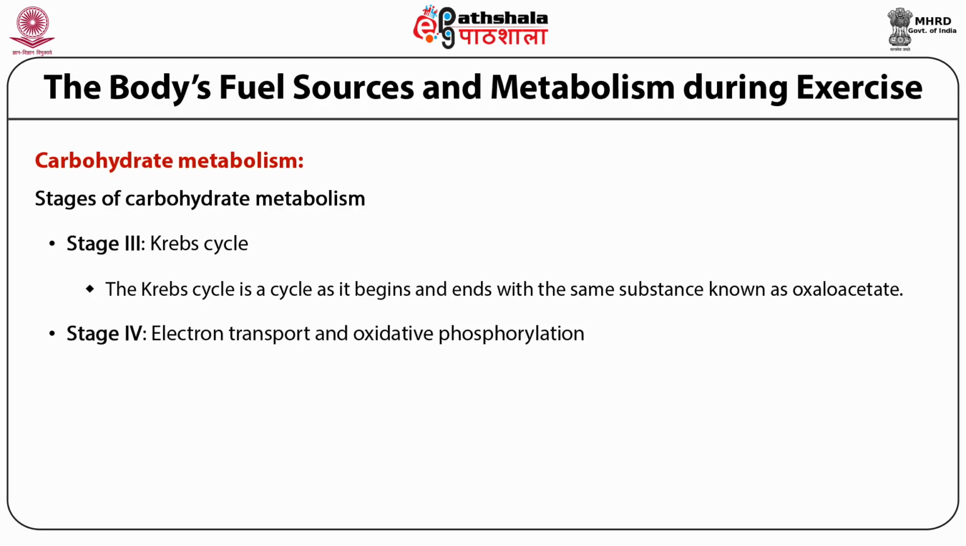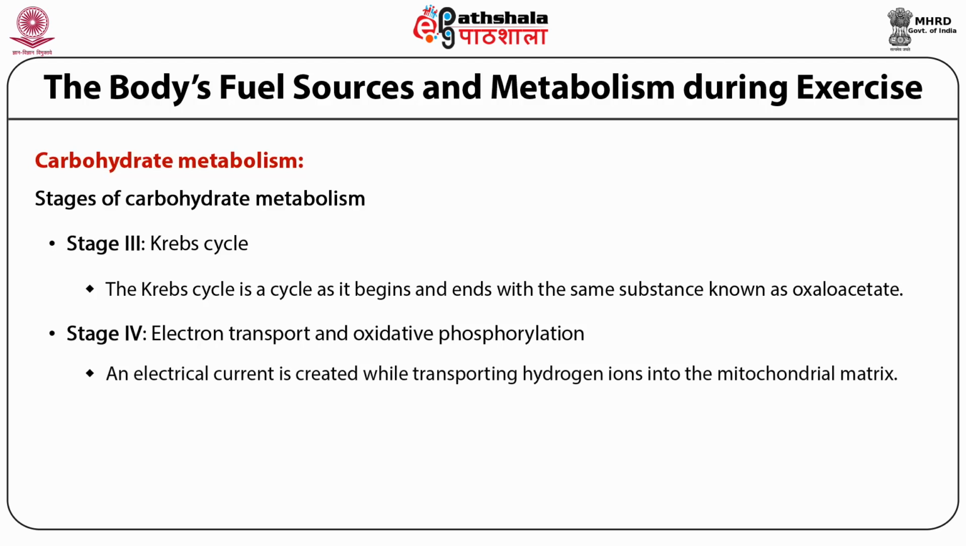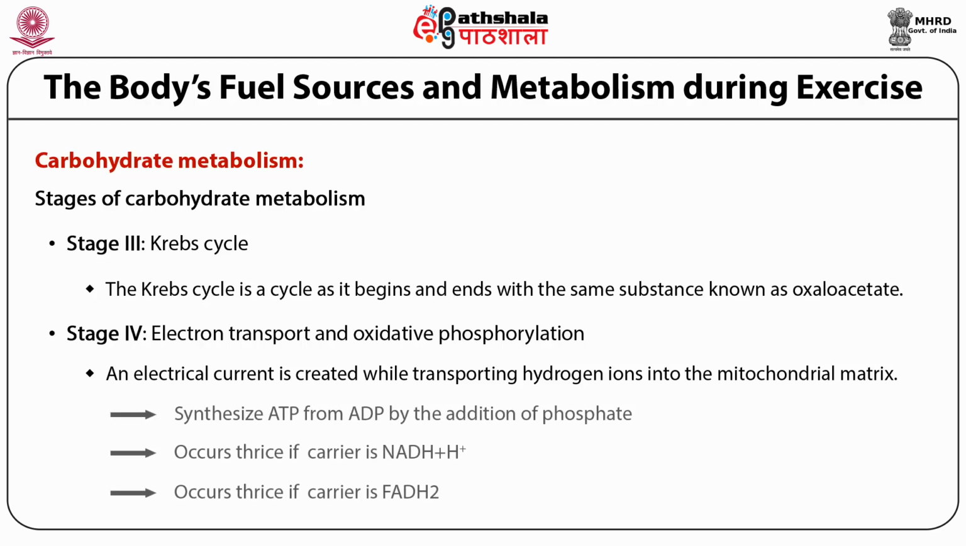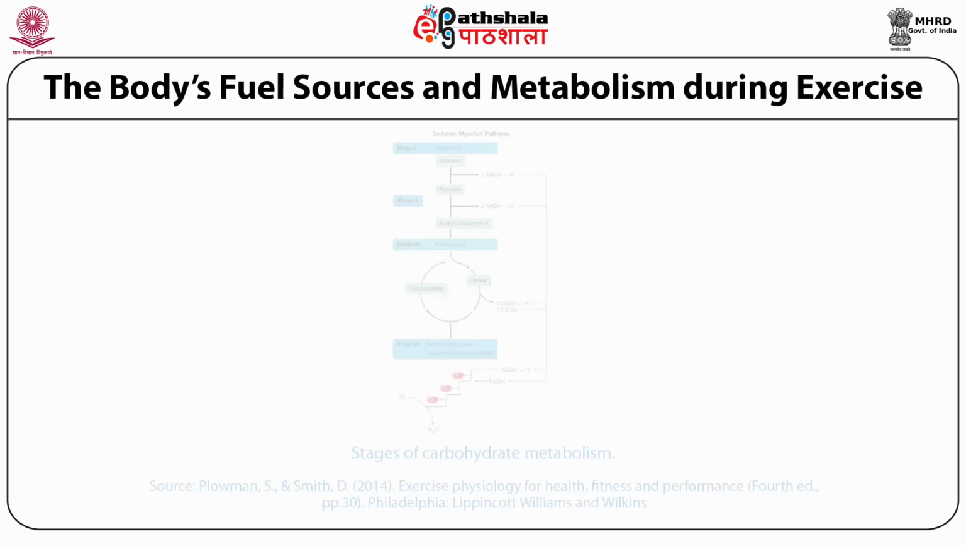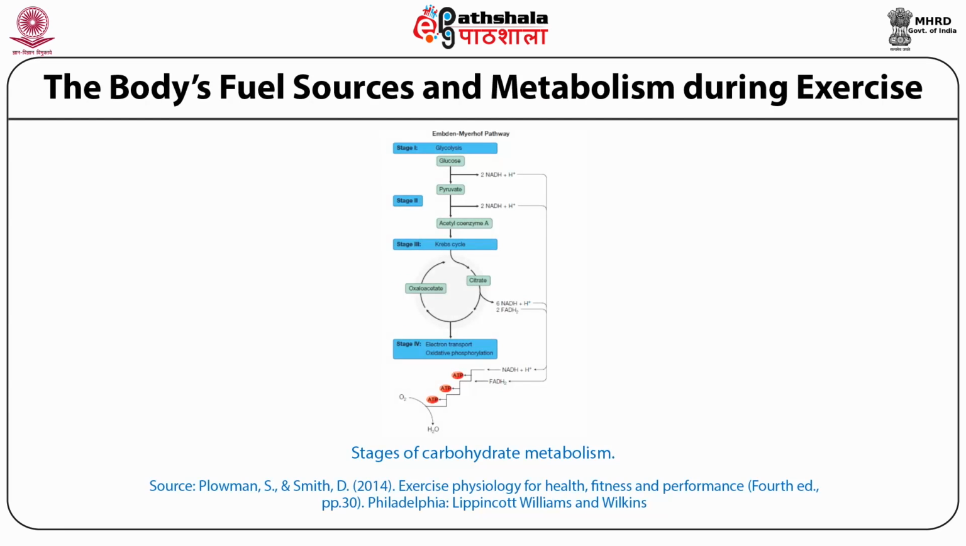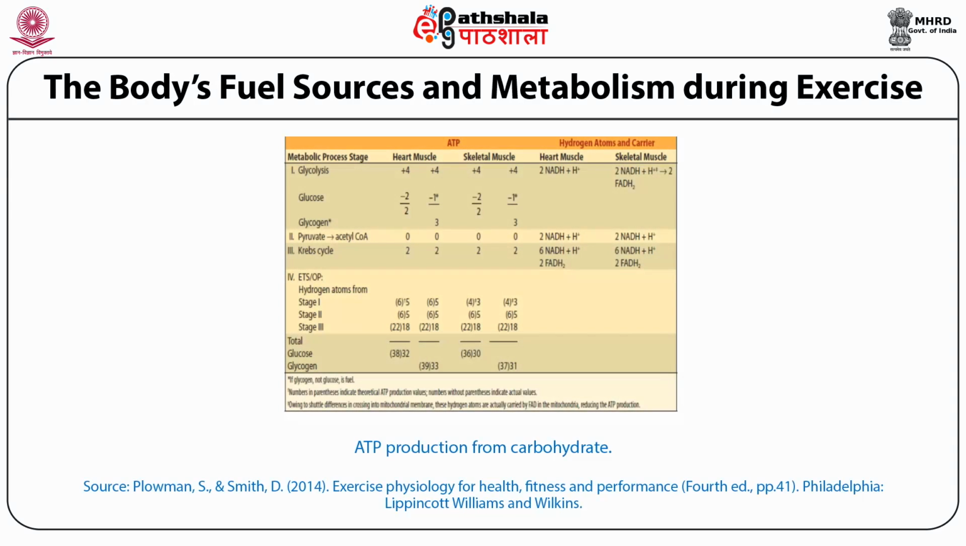Then stage 4 is the electron transport and oxidative phosphorylation. Here an electrical current is created while transporting hydrogen ions into the mitochondrial matrix. There is a synthesis of ATP from ADP by the addition of phosphate. This picture shows us the pictorial representation of carbohydrate metabolism, including all the stages discussed earlier. This table shows the ATP production from carbohydrate metabolism.